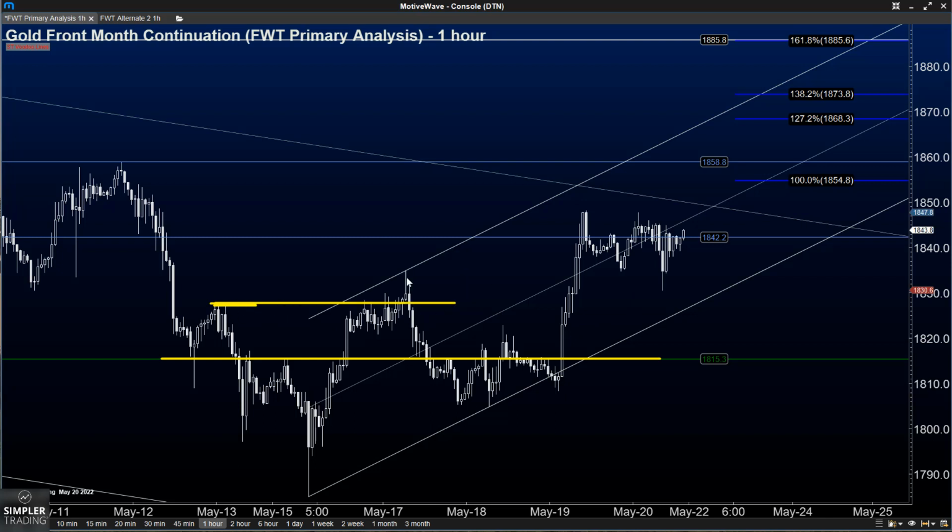We waited for it to get above there. We actually let it settle back down towards the tree line and then got long, and we are up from there. But this is not enough to convince ourselves that gold has resumed an uptrend.